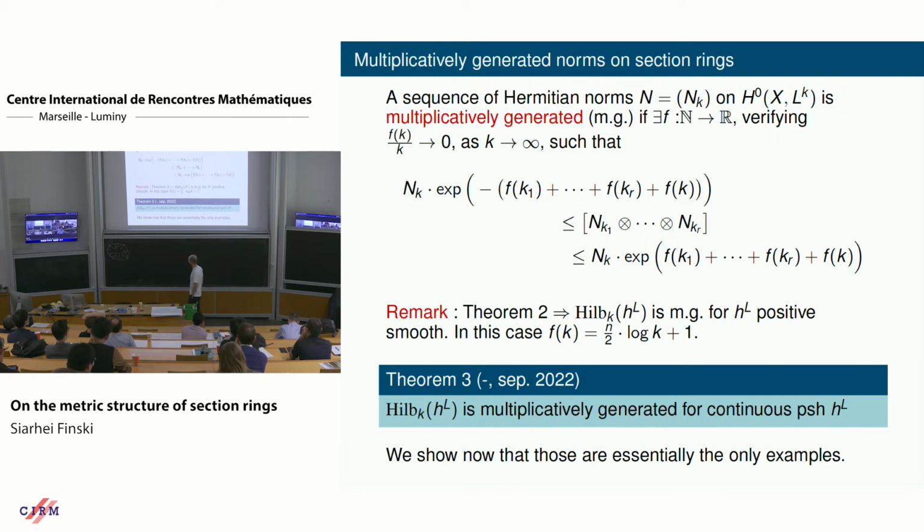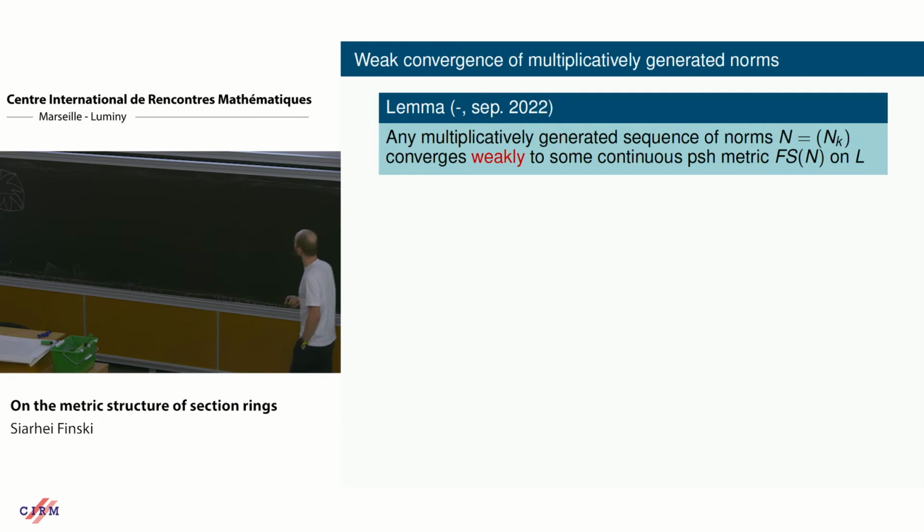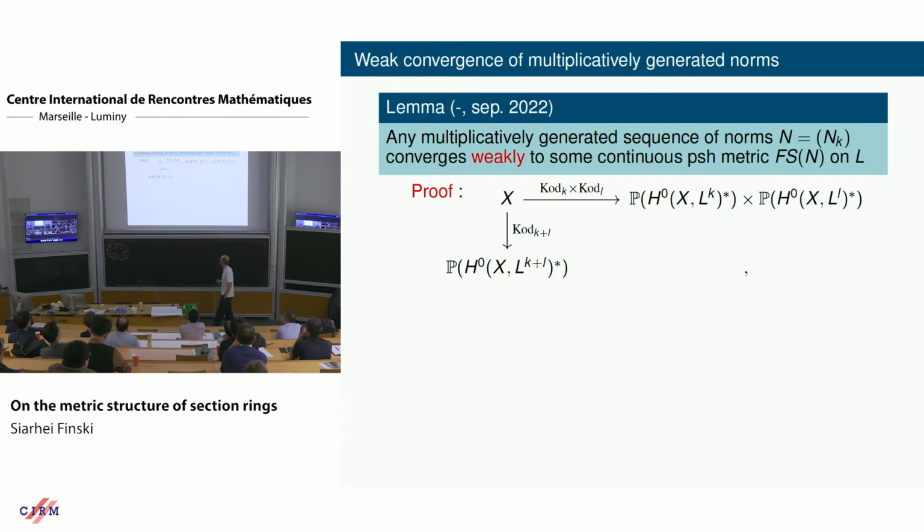So at first, we need to describe how to find such a continuous PSH metric on the line bundle. But we have already seen the procedure which produces, from any norm on the cohomology, a metric on the line bundle. And for this reason, a first step in proving this statement would be to prove that any multiplicatively generated norm converges weakly to some continuous PSH metric. I recall that this weak convergence basically means that the associated Fubini-Study metrics on the line bundle converge uniformly somewhere. It's a lemma, it's not really a theorem, there is nothing very complicated. I will just show you the main idea.